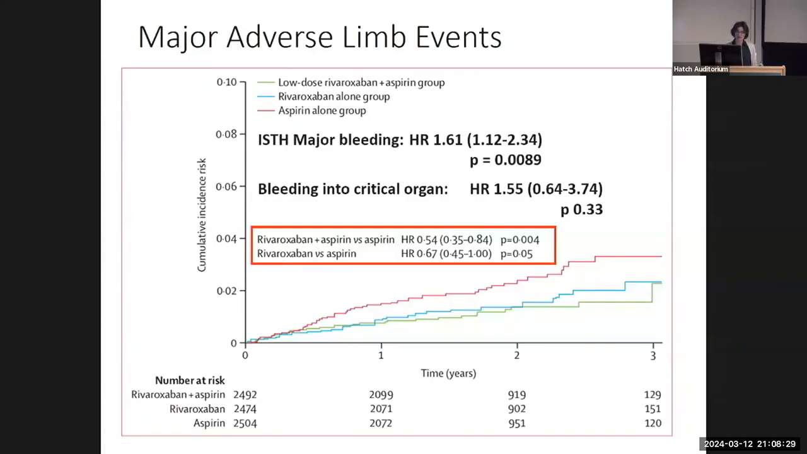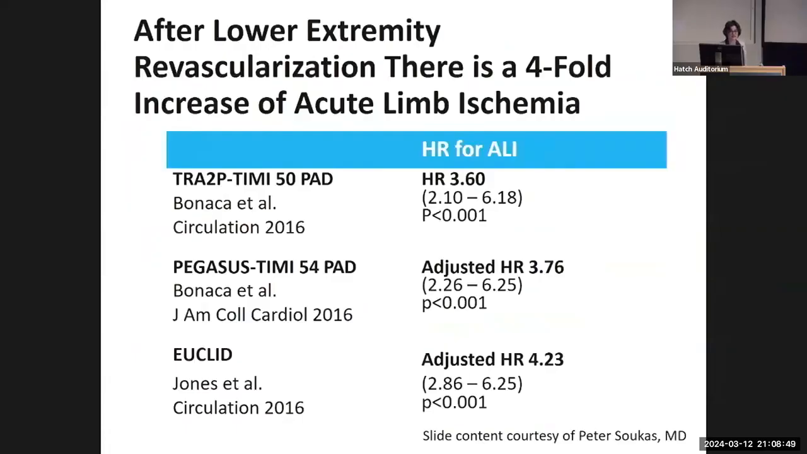Right, so ISTH major bleeding was increased. It's a pretty conservative bleeding definition, but bleeding into a critical organ was not significantly increased. So finding that margin of benefit for your patient with increased ischemic risk versus bleeding risk becomes important for the use of this therapy. But the limb events with PAD are becoming recognized more and more as a really important outcome that we need to be aware of. And really, after your patients have lower extremity revascularization, it represents a turning point in their disease.